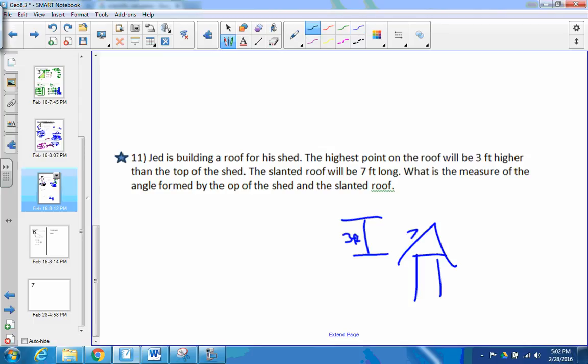So if we want to finish this triangle, it'd be like here, here, here. And it wants to figure out the measure of the angle formed by the top of the shed and the slanted roof. Top of the shed and the slanted roof. So it looks like we're looking for this angle right here. We could do it this way. This is 3. This is our triangle here, 7, and that's 3 feet. We're trying to find this angle right here.